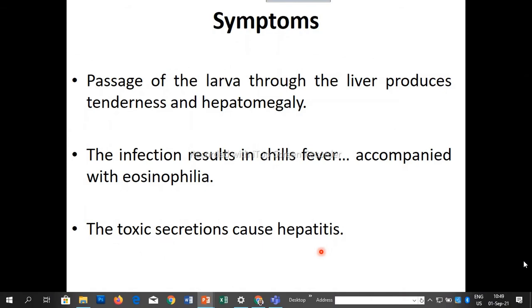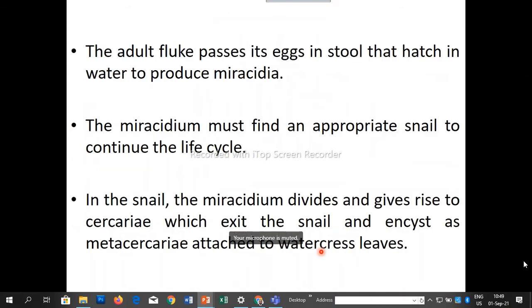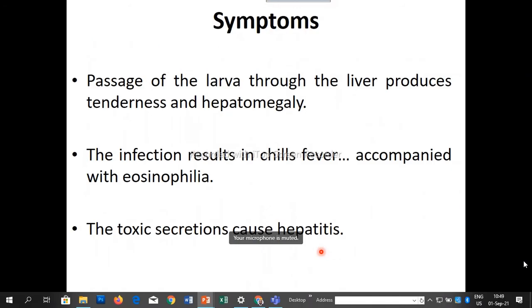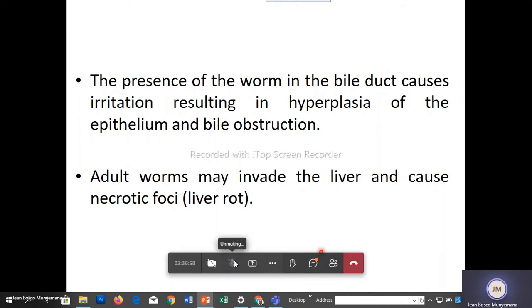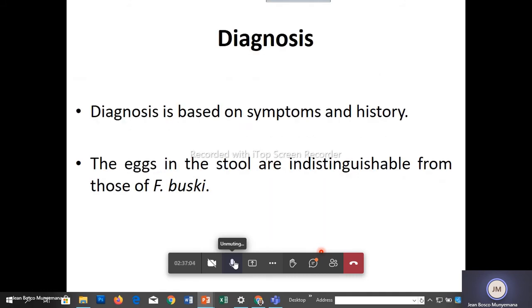Passage of larvae through the liver will produce the symptoms tenderness and hepatomegaly, and infection will result in chills and fever accompanied by eosinophilia. Toxic secretion will cause hepatitis, and the presence of worms in the bile duct will cause irritation resulting in hyperplasia of epithelium and bile obstruction. Other worms may cause even necrotic foci in the liver.